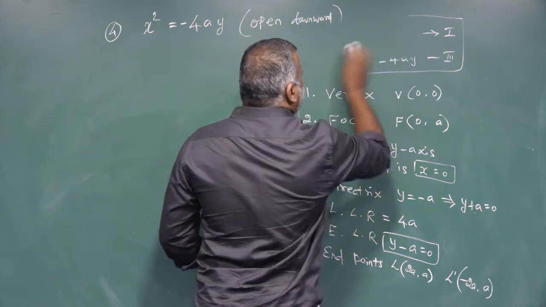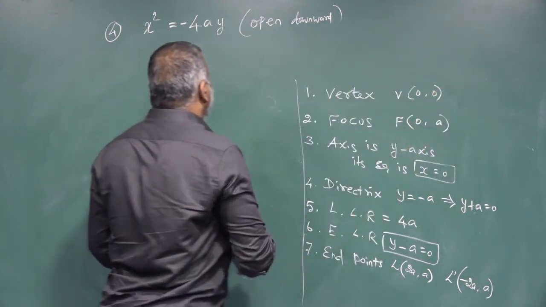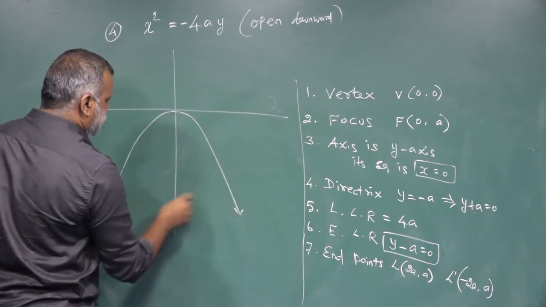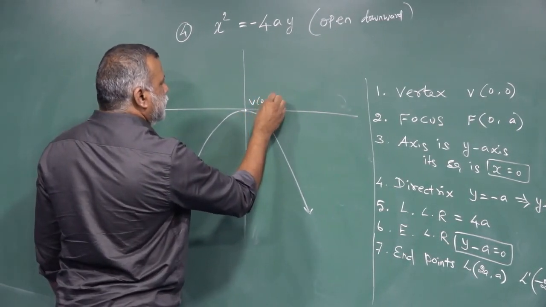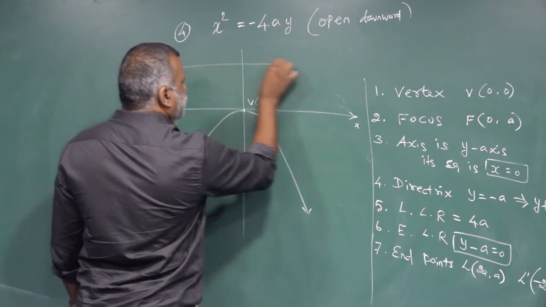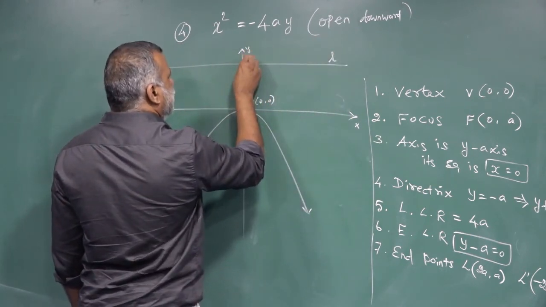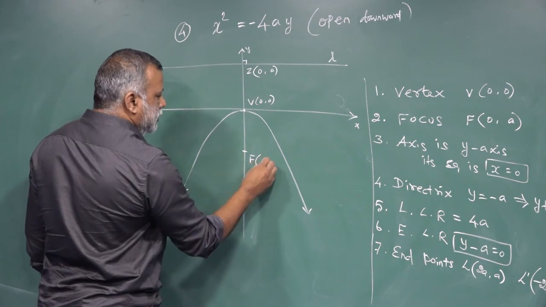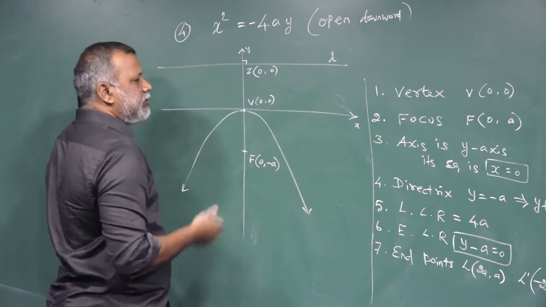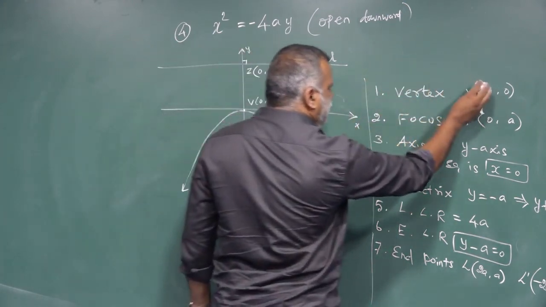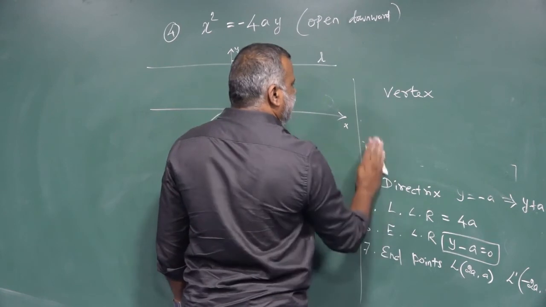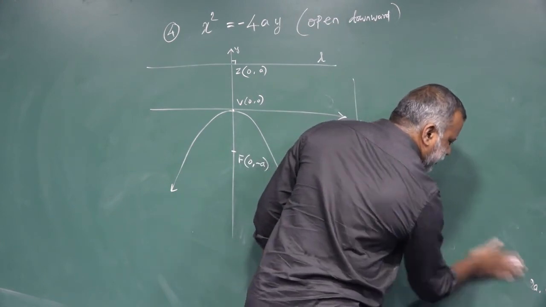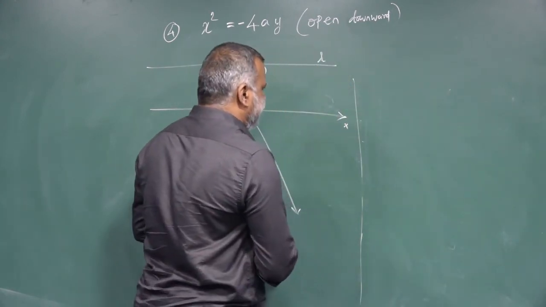So here draw the diagram. That's all. This is the vertex, 0, 0. This is the x-axis. This line must be L. L is the directrix. Here Z is 0, a. Here the focus is 0, minus a. So now with the help of this diagram, try all the results yourself: vertex, focus, then directrix, axis, then latus rectum, length of the latus rectum. Try yourself with the help of this.